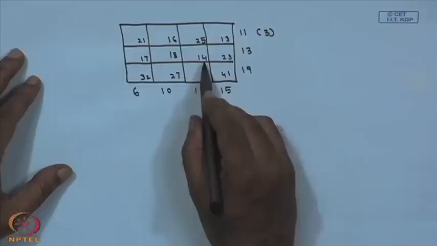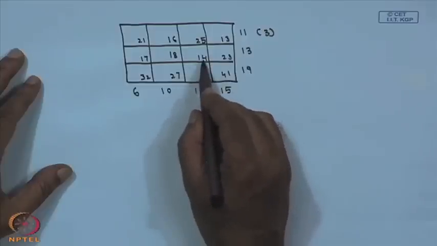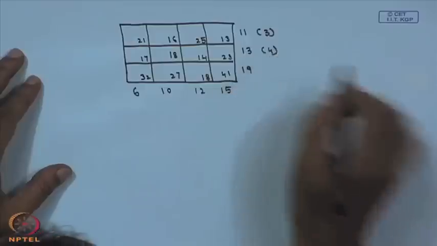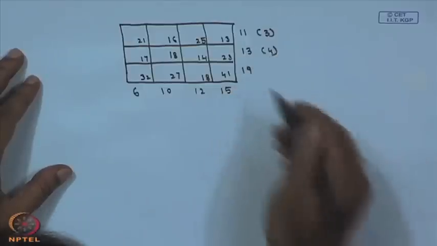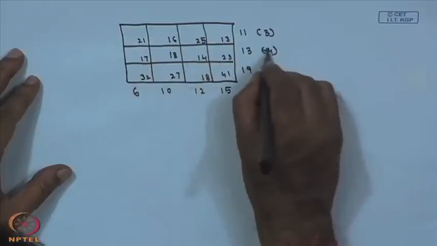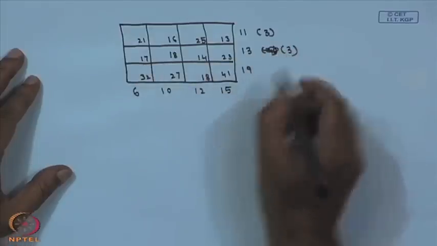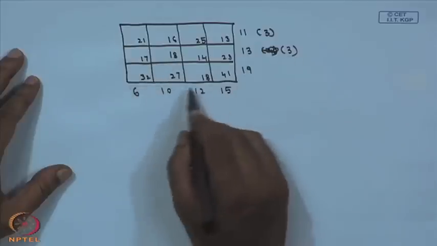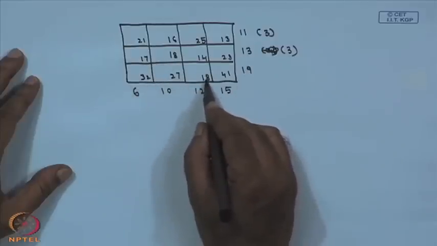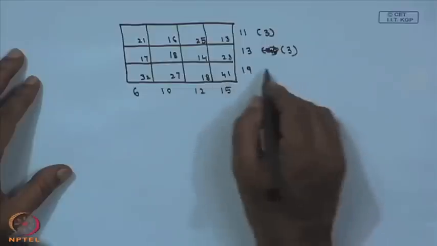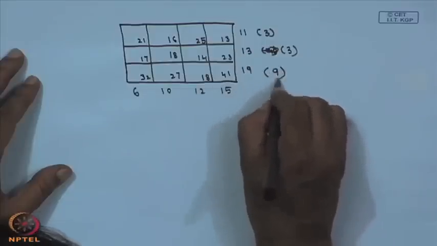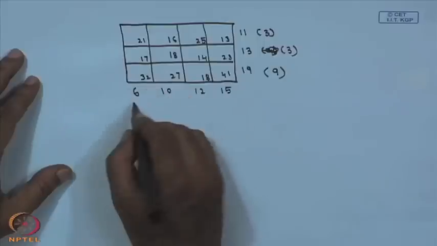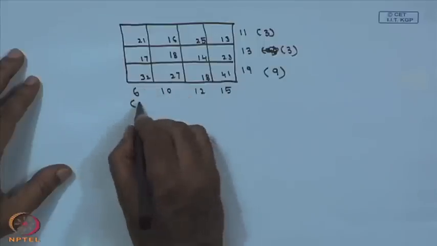Similarly, for the second row, the least cost is 14, the second least is 18, and the difference is 4. For the third one, the second least is 17. So, this also will be 3. The least is 14, the second least is 17, not 18. So, it will be 3. For the third row, it is 18 and the second lowest is 27. So, the difference is 9.